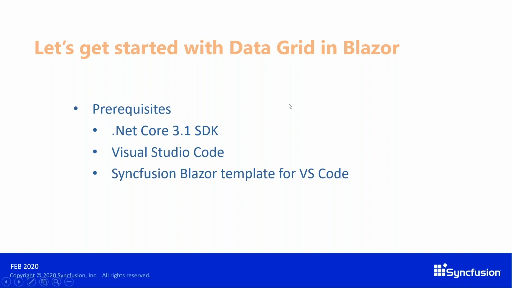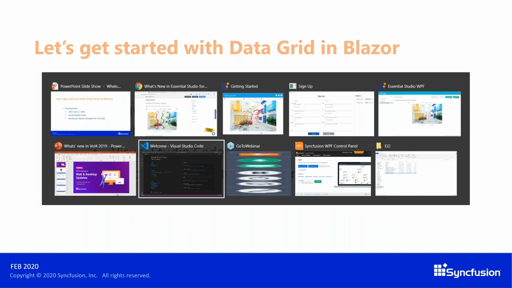So let me get started with the data grid. I'm going to create a Blazor WebAssembly application and add Syncfusion data grid to it. The prerequisite required to create this application is the .NET Core 3.1 SDK, and I'm going to use Visual Studio Code here. And we also have this extension, Syncfusion Blazor template, that you can install in Visual Studio Code and start building your own application. So let me start with that.